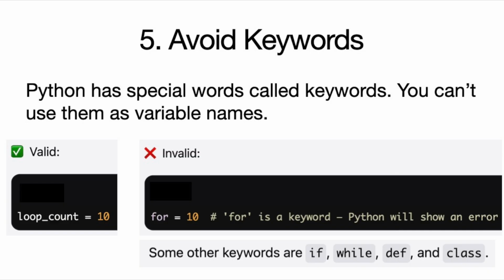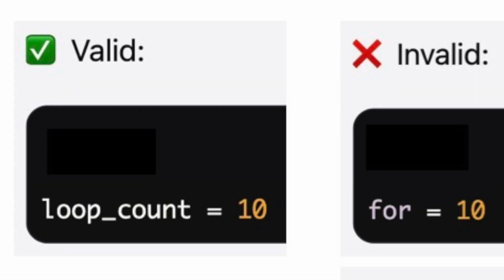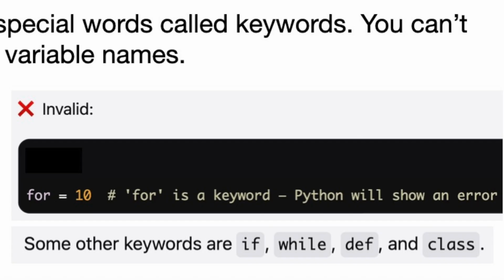5. Avoid keywords. Python has special words called keywords. You can't use them as variable names. Valid: loop_count = 10. Invalid: for = 10, because for is a keyword. Python will show an error. Some other keywords are if, while, def, and class.